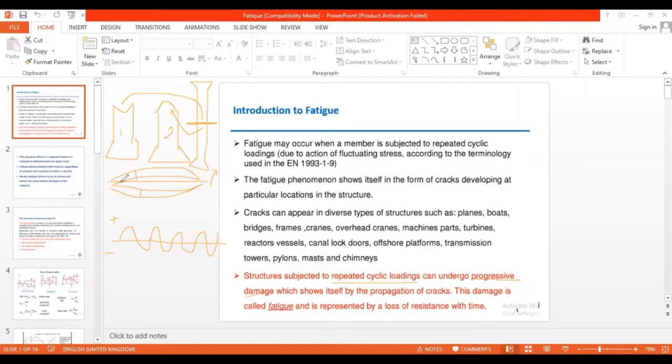When it is undergoing cyclic loading again and again, it will lose its strength with time and there will be a failure. This is what is meant by fatigue failure. A member which is subjected to repeated cyclic loadings undergoes fatigue failure with time. So this is the introduction of fatigue failure.